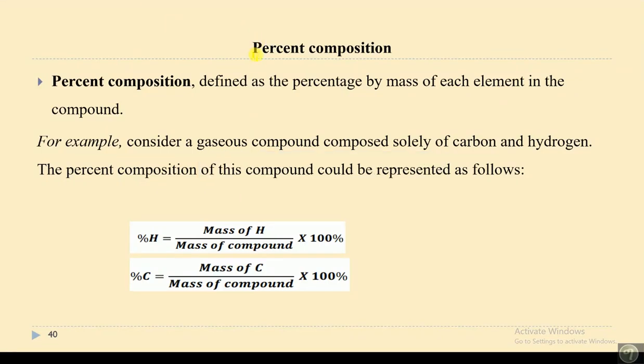Percentage. Okay, so percentage in a given molecule is calculated as follows. For example, if our molecule is a hydrocarbon containing hydrogen and carbon only, then the percentage composition of hydrogen is equal to mass of hydrogen divided by mass of the compound times 100%. And the percentage of carbon is mass of carbon divided by mass of the compound times 100%.